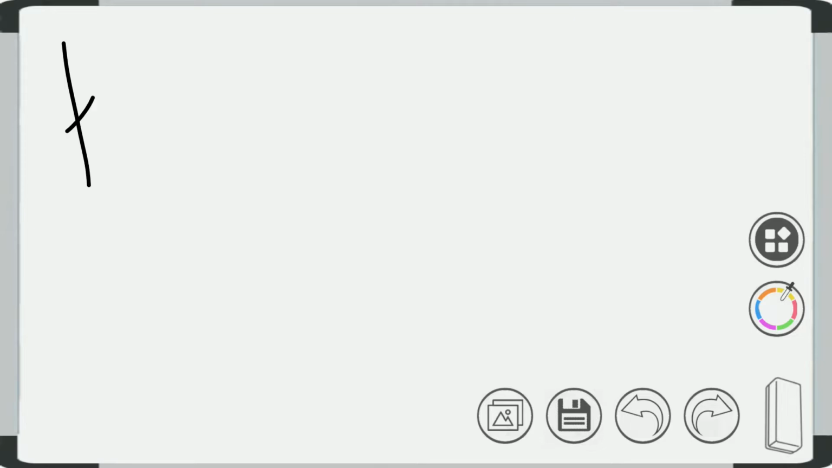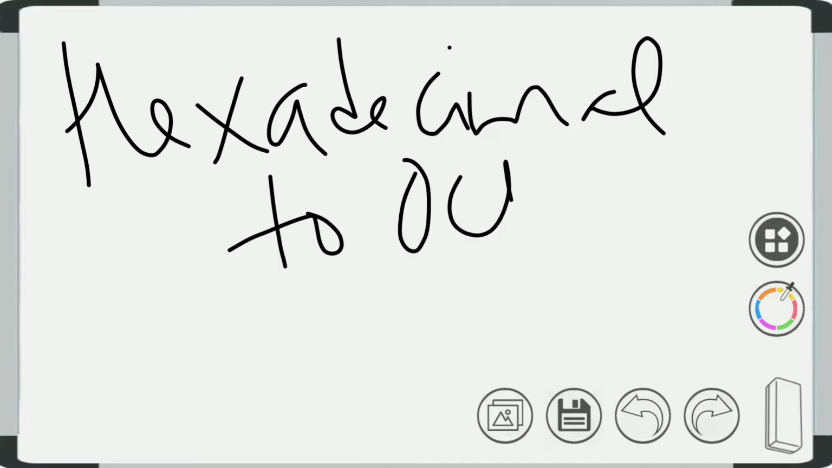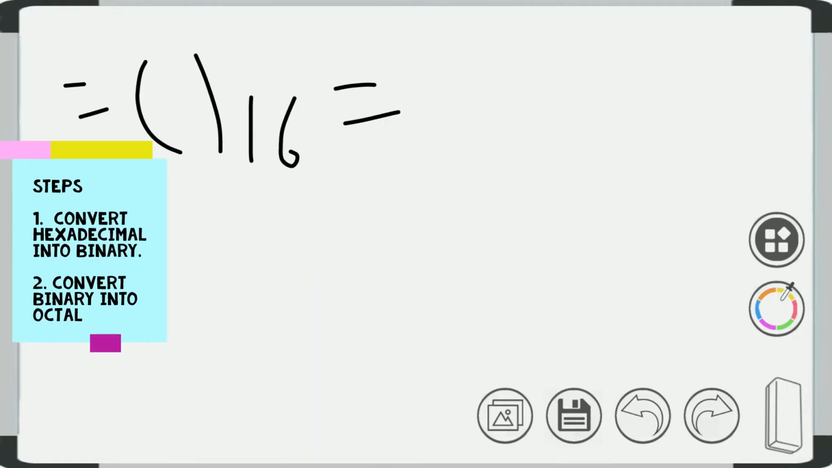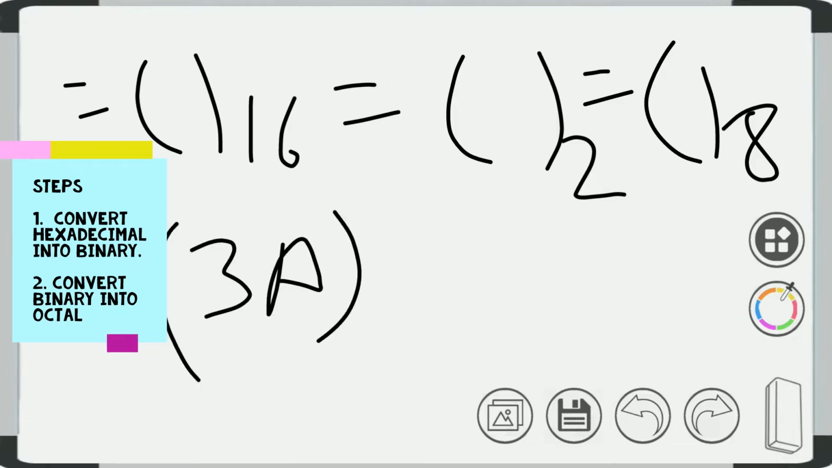In this example, we will see how to convert the hexadecimal number system into its equivalent octal number system. The first step to convert the hexadecimal number system into its octal number system is that it will first be converted into binary form. After that, it will be converted into octal form. Suppose 3A, which is in hexadecimal form, will be converted into binary form.